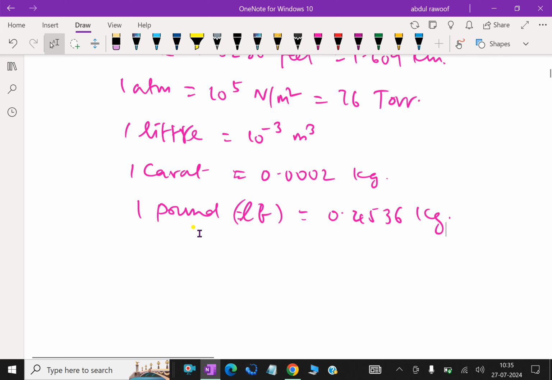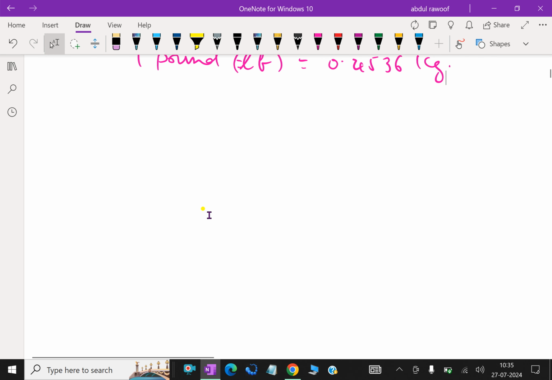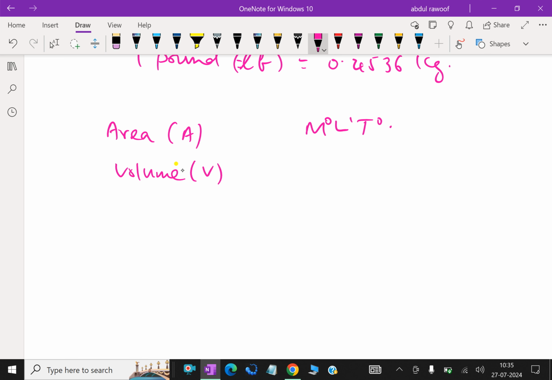Now, some basic units and their dimensions. Area, we call it A, and in the MLT system mass is 0, length is 2, time is 0: M0 L2 T0. Volume is M0, L3, T0.